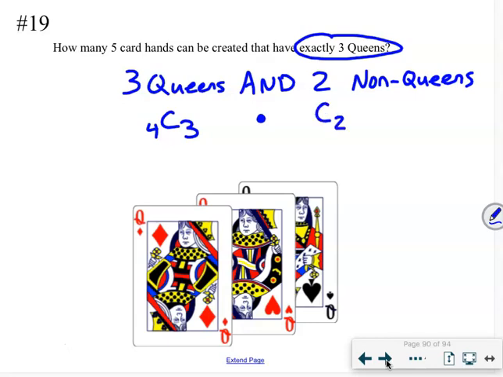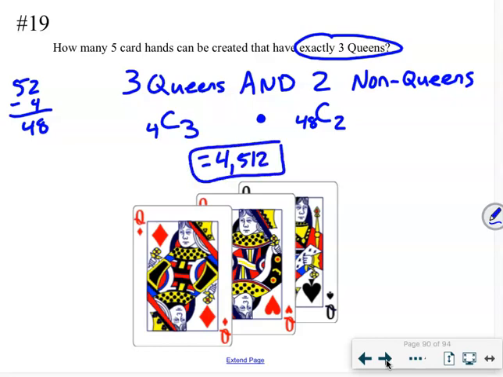So when we do that, we want to look at how many cards in the deck are not queens. To figure that out, you think about there's 4 queens and there's 52 cards in the deck. You end up with 48 cards that are not queens. So we're doing 4 choose 3 and 48 choose 2, so we're multiplying those 2 things together. 4 choose 3 will be 4, so 4 times 48 choose 2 is 4,512 different ways to get exactly 3 queens.